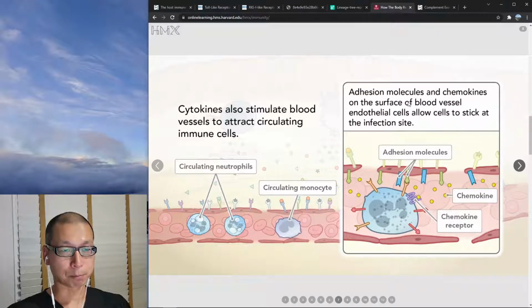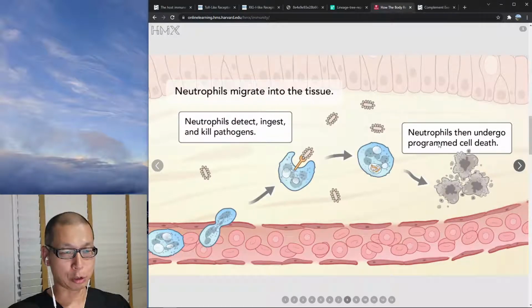Okay, so then this is where these cytokines make the cells on the inside of your blood vessels make adhesion molecules, so that white blood cells that are coming through will stick to them and say, hey, this is where we need you guys. They'll stick here and migrate across the blood vessel into the tissues. The neutrophils come in and they kill them.